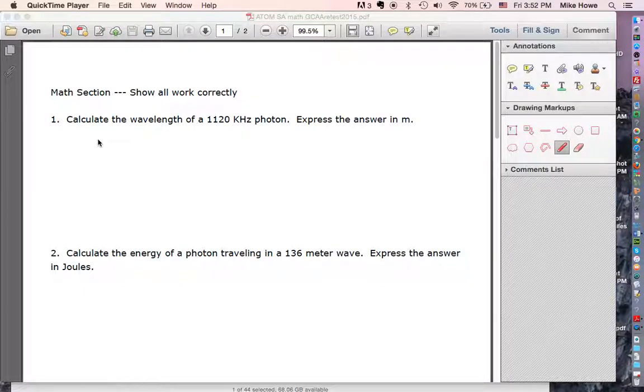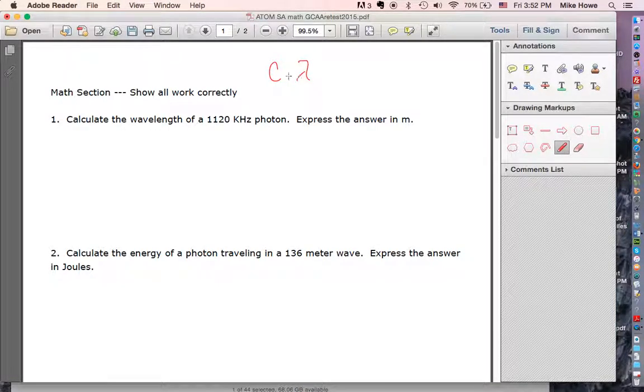So here's a video going over the little old test that I gave you today in class. The first one and the second one deal with these equations where C is equal to wavelength times frequency and energy is equal to Planck's constant times frequency. If I go back and look in your notes for the value for C and the value for H, I will use them, but I'm pulling these numbers out of your notes.